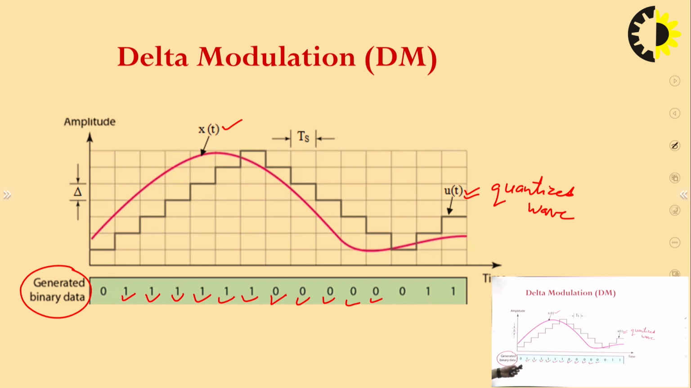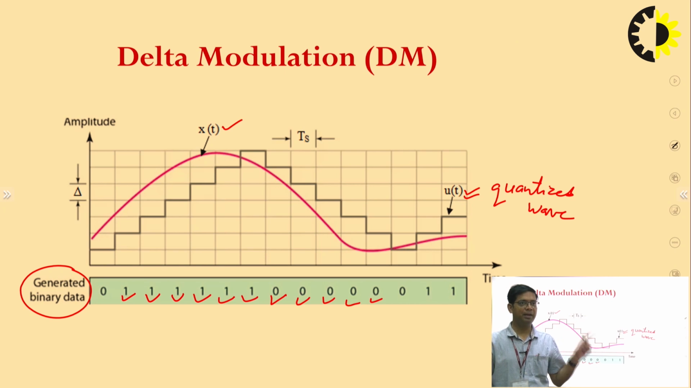So instead of sending multiple bits for each quantization level, as we do in case of PCM, here in delta modulation, we take the difference between the successive samples, and if the next sample is greater than the previous one, then we send 1, and if the next sample is smaller than the previous sample, then we send 0. So only 1 bit is transmitted for each sample.